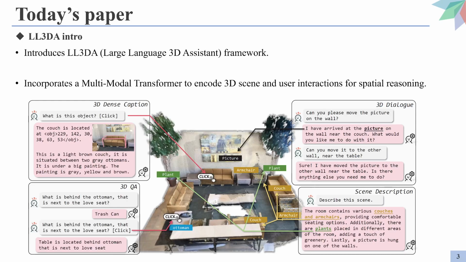Today's paper presents a large language 3D assistant framework designed to overcome these challenges. It employs a multi-modal transformer that encodes both 3D scenes and user interactions into LLM interpretable representations, enabling effective spatial reasoning.